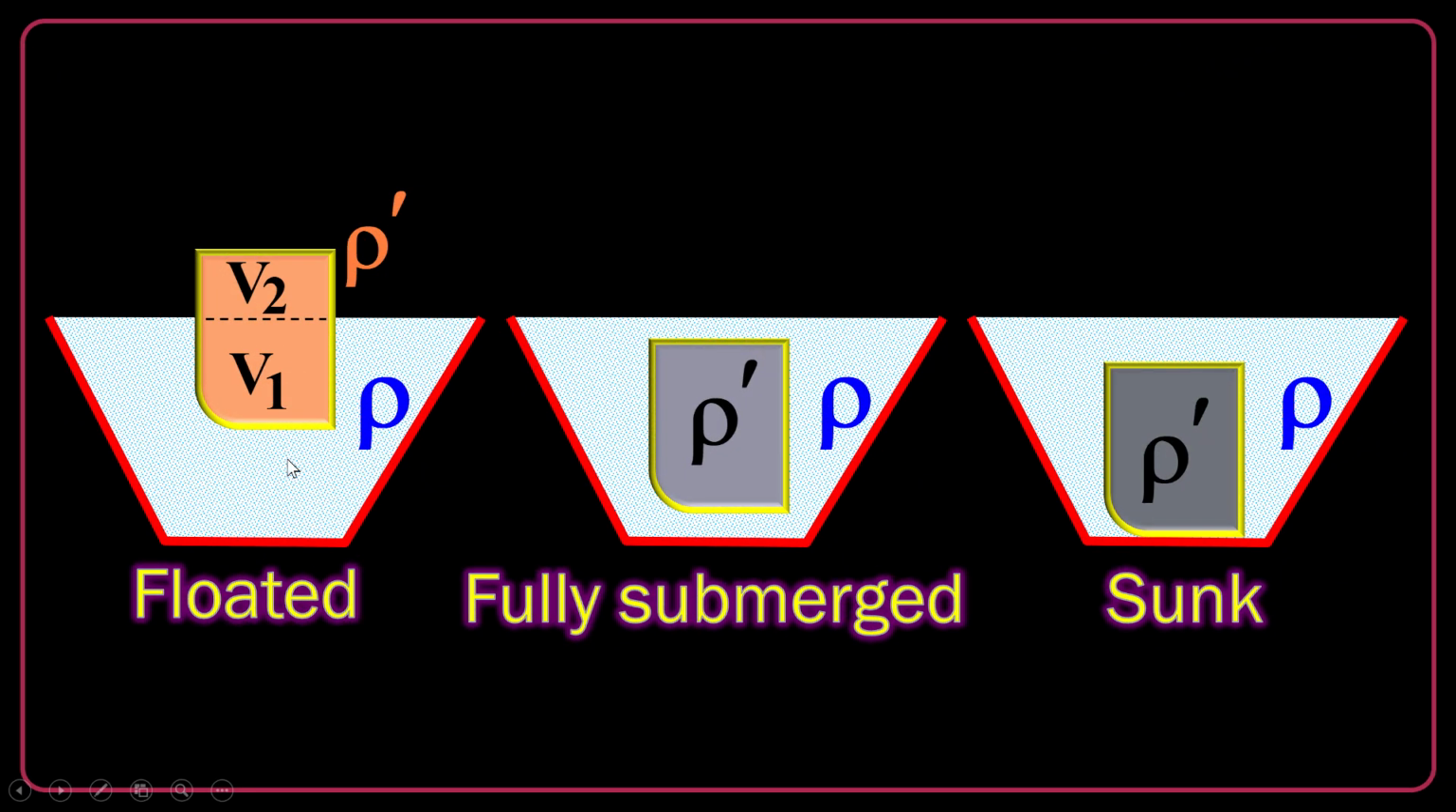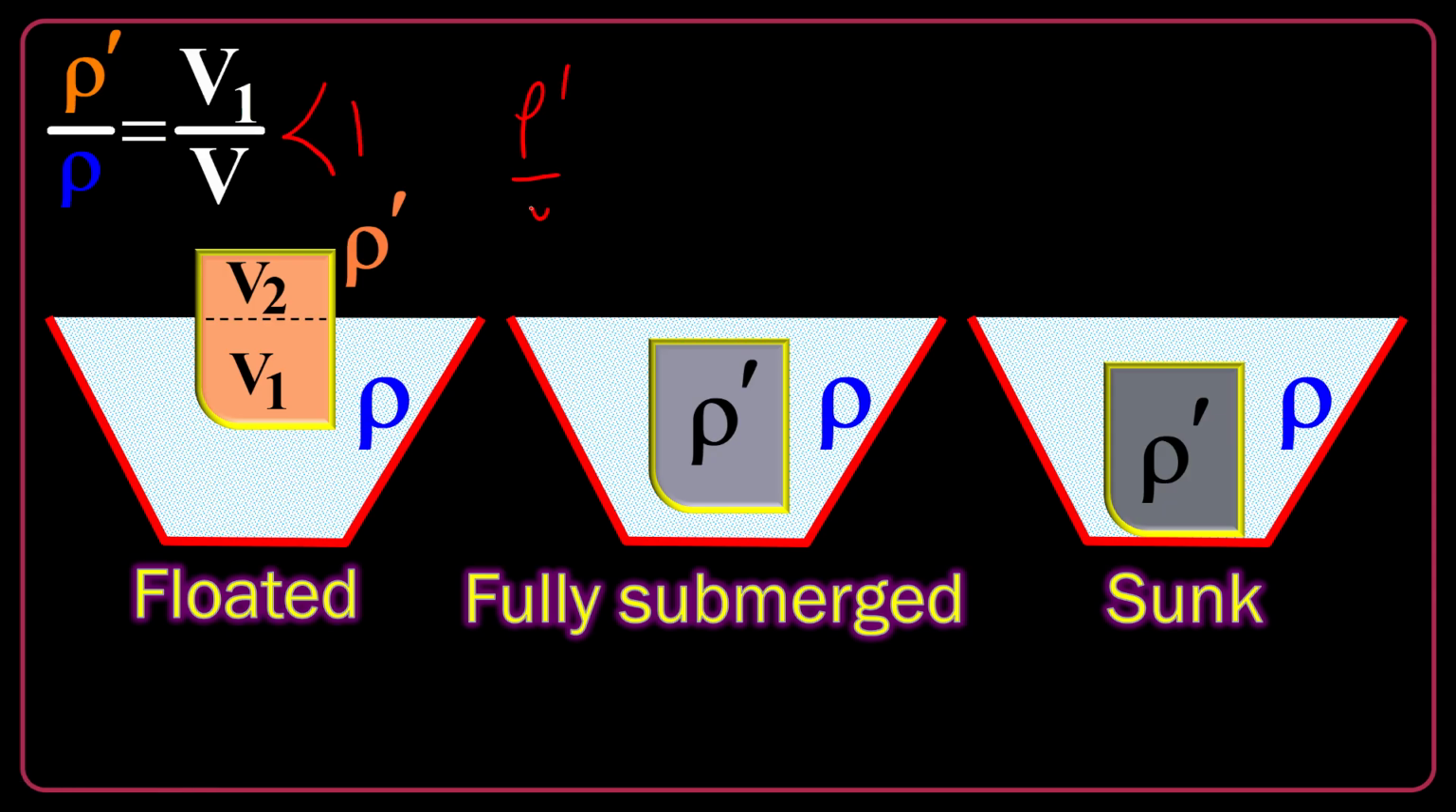Now let's go back to the previous case and learn the benefit of that relation. Here the object is floated. For the floating object partially submerged, the ratio of rho prime over rho proved to be V1 divided by V. V1 is the volume of the submerged part, and it's less than the total volume of the object. So this fraction has upstairs less than downstairs, so this fraction is less than 1. Accordingly, rho prime over rho is less than 1. So rho prime is less than rho. So when the object is floating, rho prime, density of the object, is less than the density of liquid. The other is the fully submerged object.